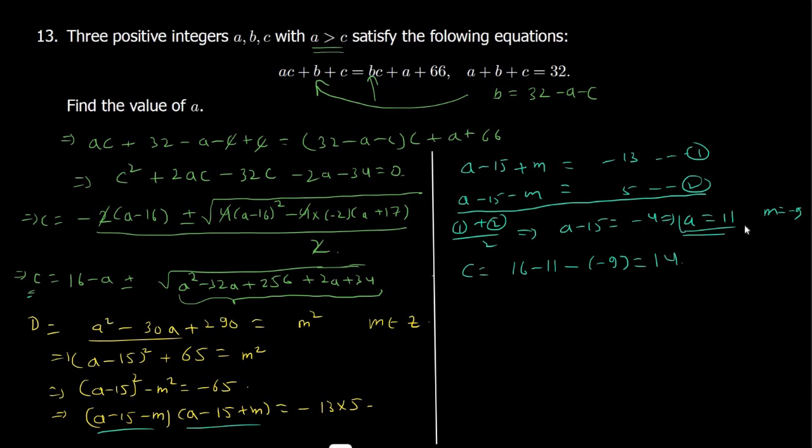Now look at this combination. When A is 11 and C is 14, but the question says that A must be greater than C, so we'll have to reject this combination because 11 is less than 14 and not greater than.